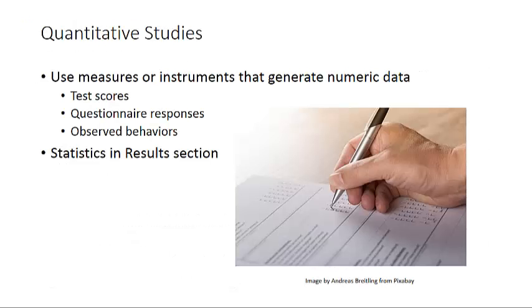Within the category of empirical studies are three general types of study methodologies, that is, the type of approach the researchers use to gather data and explore the research questions. Quantitative studies use measures or instruments that generate numeric data: scores on tests, responses on questionnaires, numbers of observed behaviors, and so forth. You can generally tell if a study is quantitative by looking at the results section. If there are statistics, then the study includes a quantitative component.